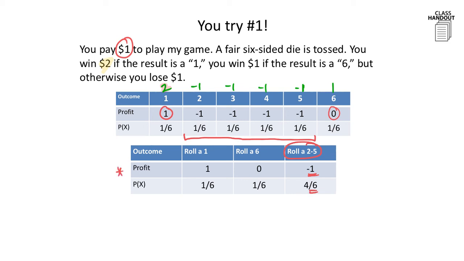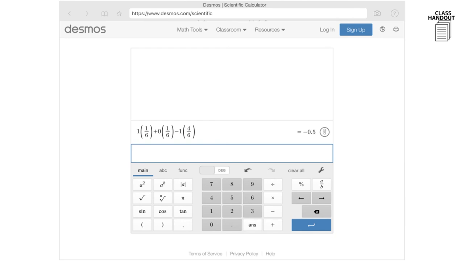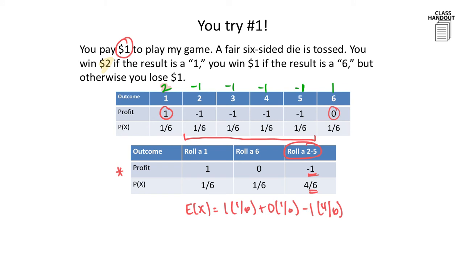This one is a little bit easier to put in your calculator because for the expected value, it's going to be 1 times 1/6 plus 0 times 1/6 minus 1 times 4/6. This is a little bit more to put in your calculator. So the expected value in this case is negative 0.5. To interpret this expected value in context, if we were to play this game many times, we would lose on average 50 cents per game.